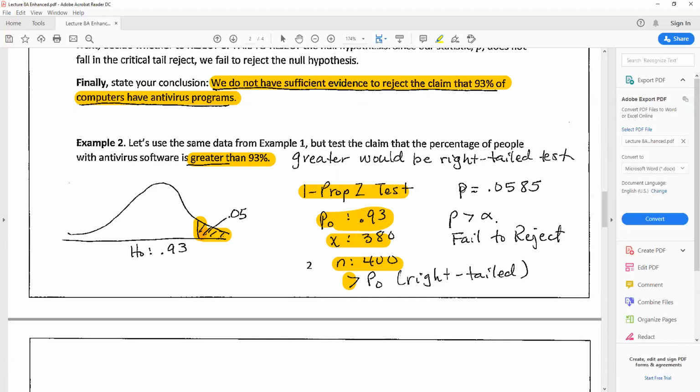And the p-value is 0.0585. But again, 0.0585 is larger than 0.05. And when the p-value is greater than the alpha level, we fail to reject the null hypothesis.